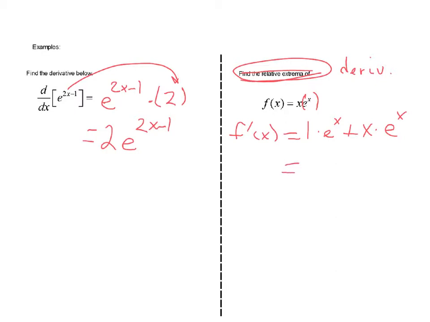Now, I think that writing it as e to the x plus x times e to the x is absolutely acceptable. I am going to factor it just because I can. I'm going to factor out that e to the x. I think rewriting it just with a coefficient is also fine. Factored form is simplified form, and so is expanded form.